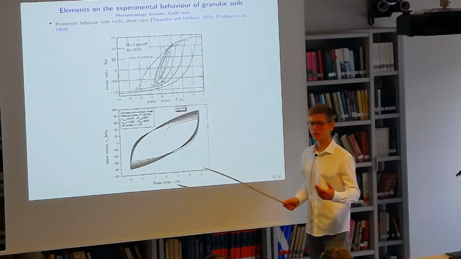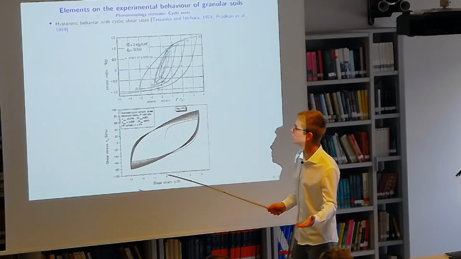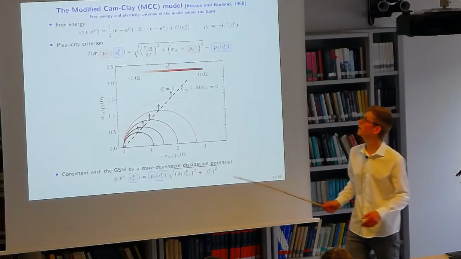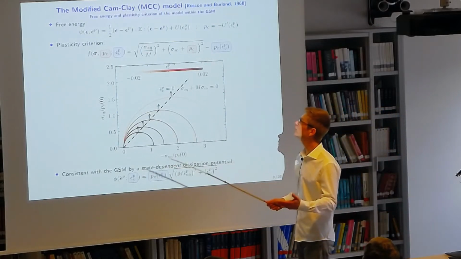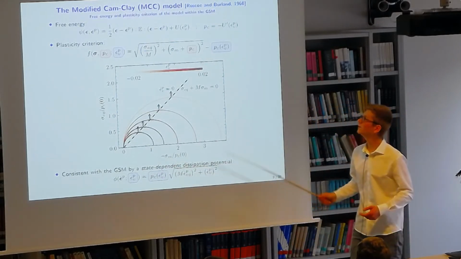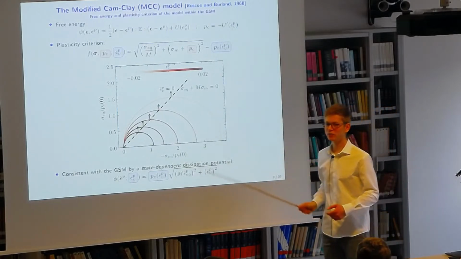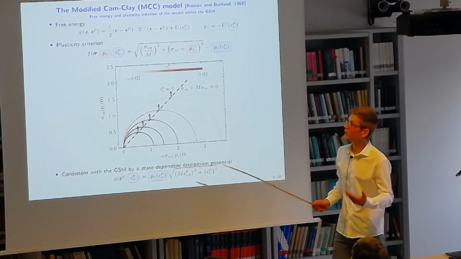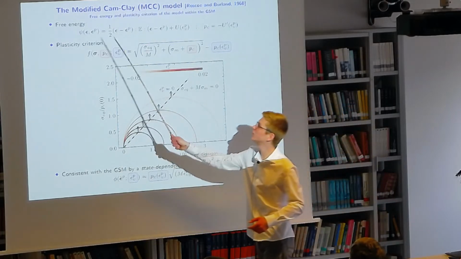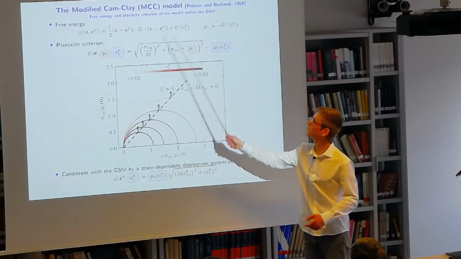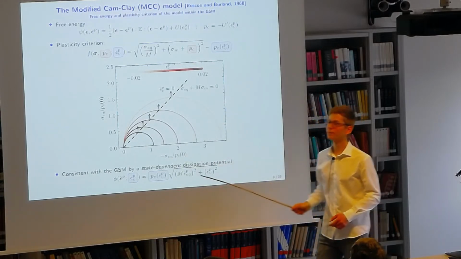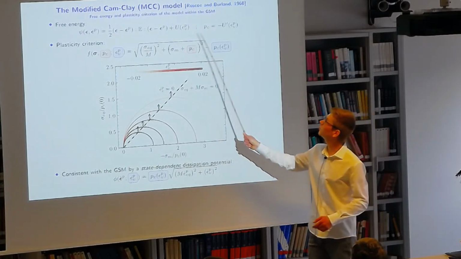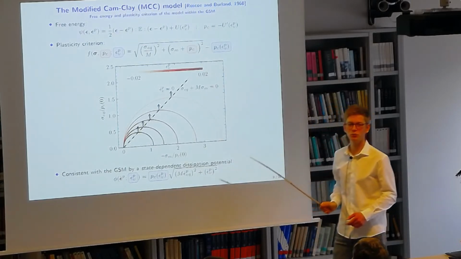In order to model all these experimental, phenomenological elements, there is one model which was designed in the 60s at the University of Cambridge, named the modified Cam-clay, which can be formulated within the assumption of the generalized standard material, the GSM. In this methodology, we can classically first define a free energy psi, which is going to add, next to the elastic part, an energy which is stored by hardening.